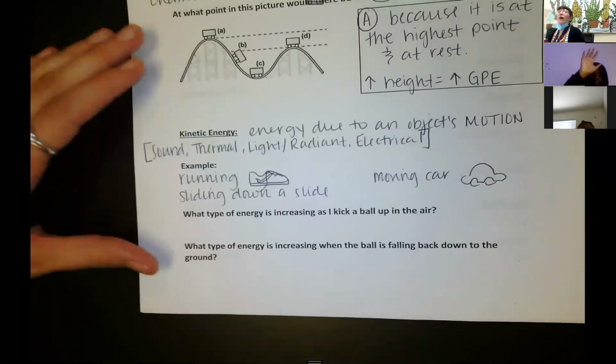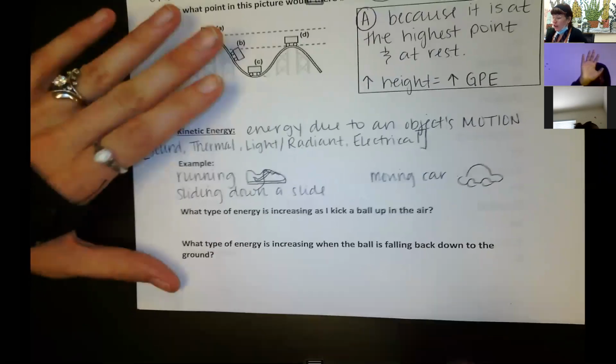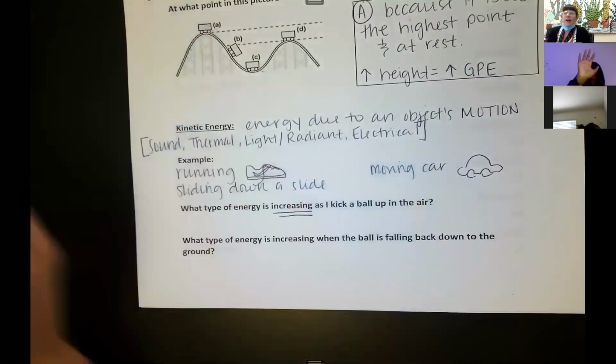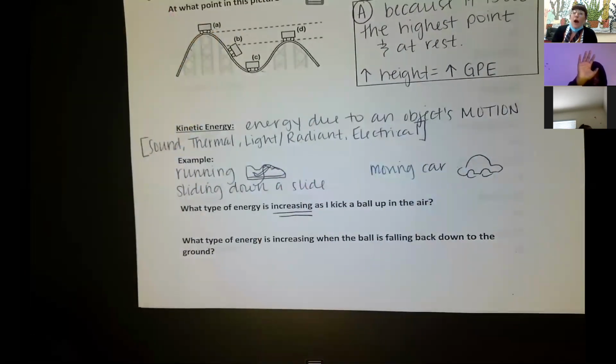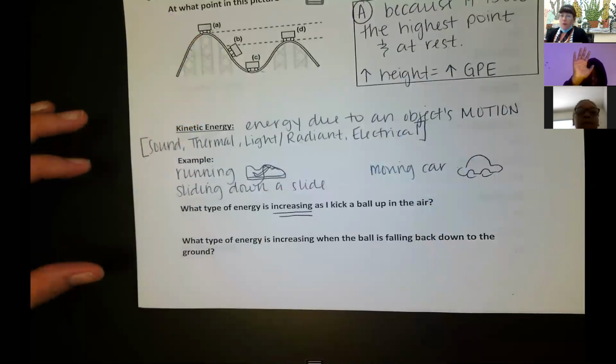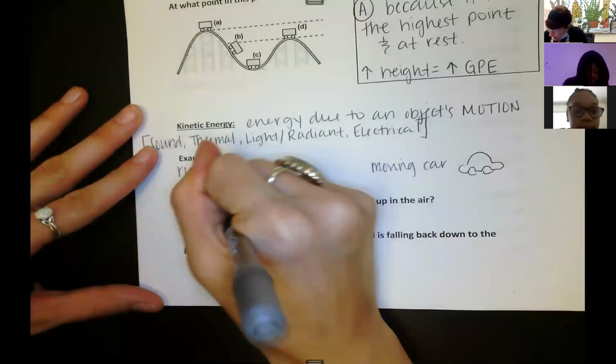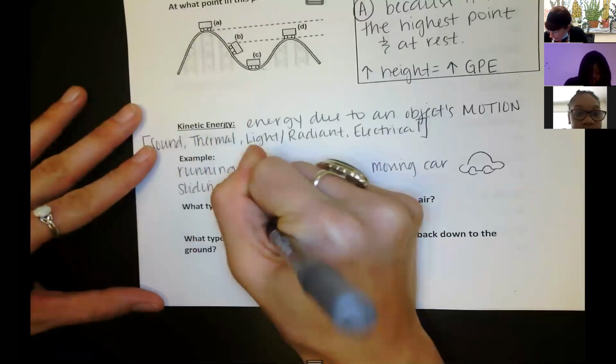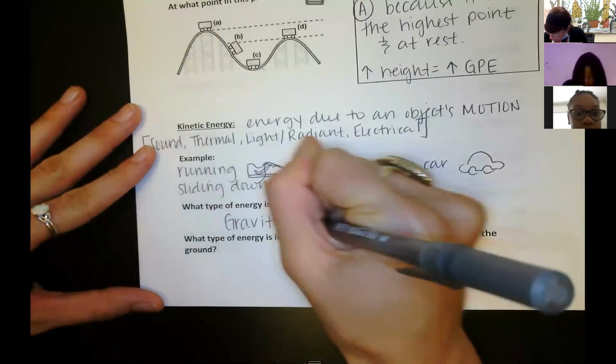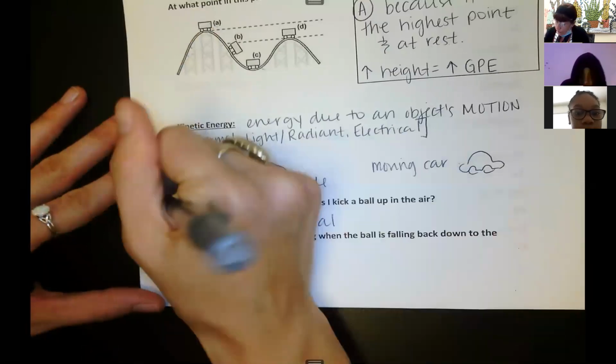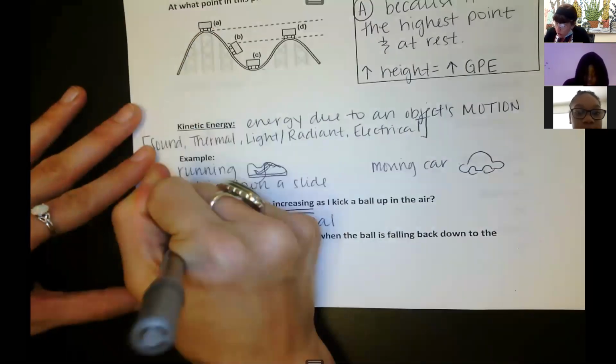What type of energy is increasing as I kick a ball up in the air? So as the ball is moving up in the air, what kind of energy is increasing? Gravitational potential, because I'm increasing height. This is a real test question.